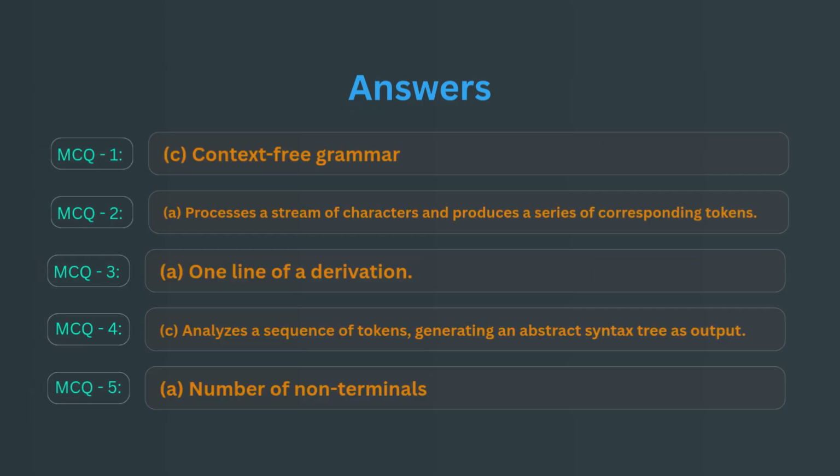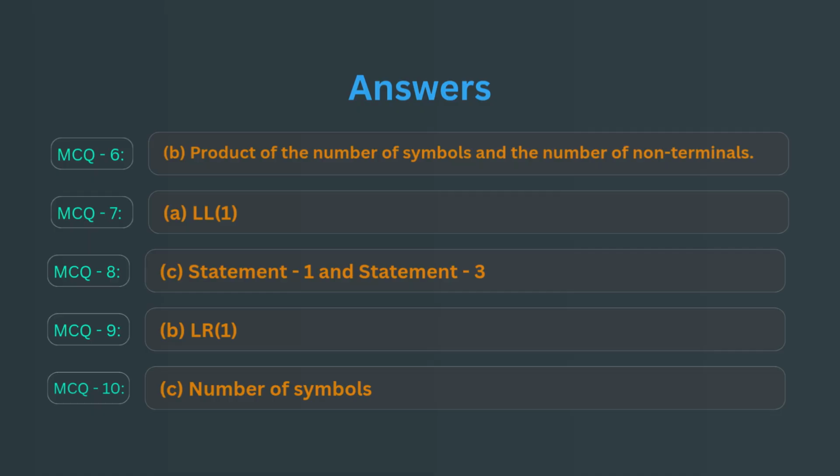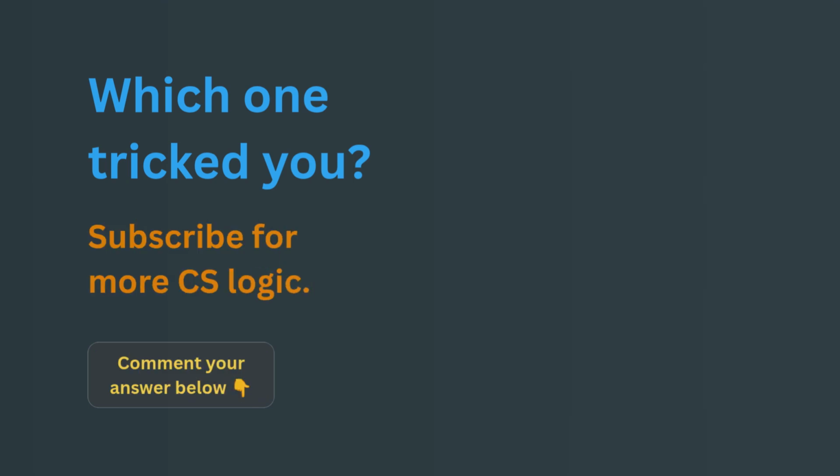Let us see how you did. Number 1 is C, number 2 is A, number 3 is A, number 4 is C, and number 5 is A. And here are the final 5. Number 6 is B, number 7 is A, number 8 is C, number 9 is B, and number 10 is C. How many did you get right?